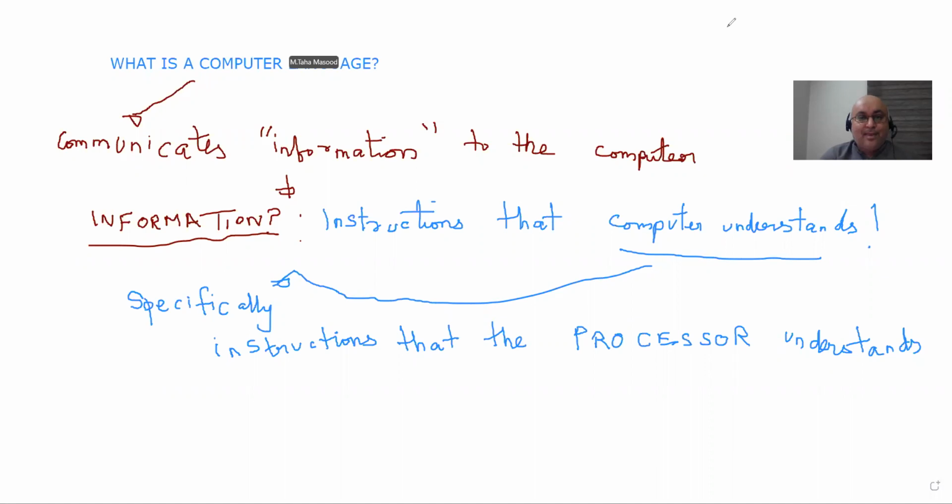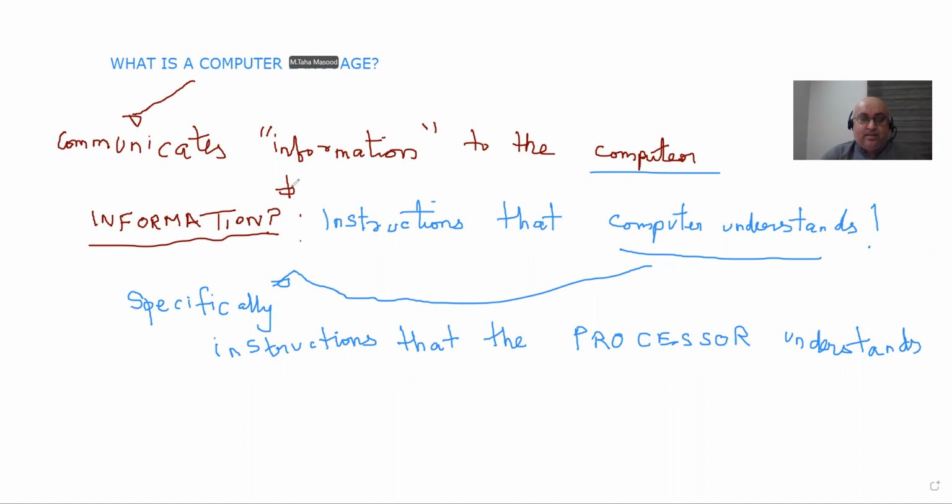Hi, folks. So now we'll discuss what really is a computer language. As you might recall, the purpose of language is to communicate information. The same is true for a computer language as well. So what does a computer language do? It communicates information to the computer, right? So this means it has to communicate some information to the computer. That is what languages do.